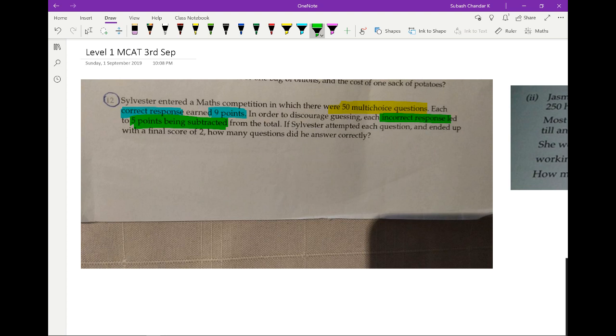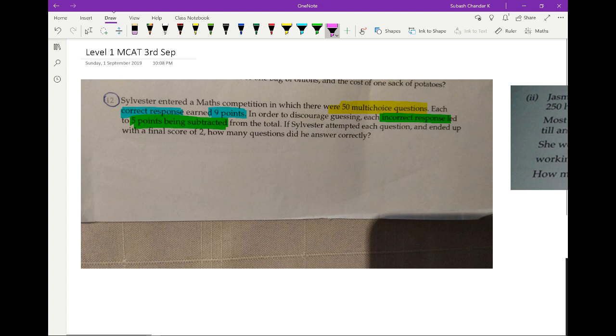Welcome, Eliana. So then what we have is if Sylvester attempted each question, so we know that he's attempted each question and ended up with a final score of 2. Okay. So how many questions did he answer correctly? So we've got to try and figure out to set up a set of simultaneous equations.